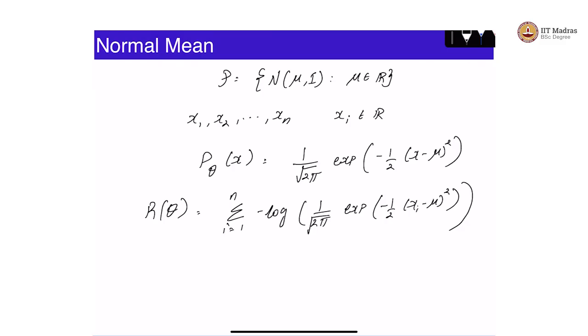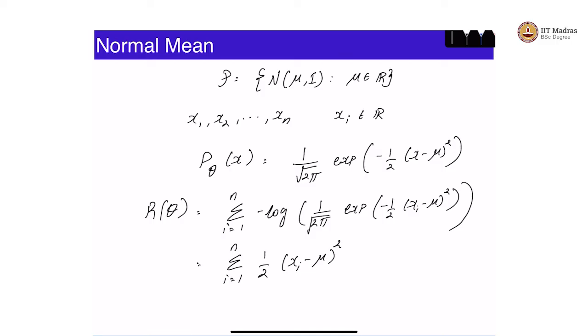So we have the sum over i equal to 1 to n. You have minus log here and exp here. Log and exp cancel each other, and the two minus signs also cancel each other. So you end up with r of theta equal to the sum over i equal to 1 to n of half xi minus mu the whole square.